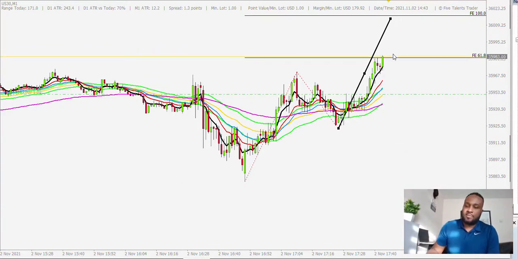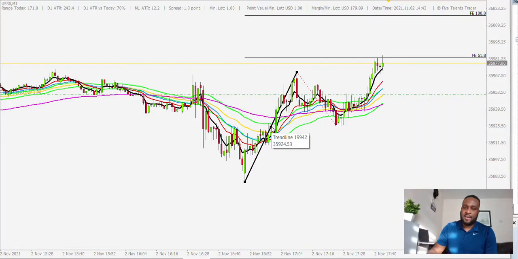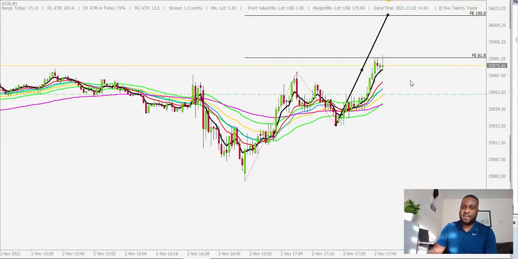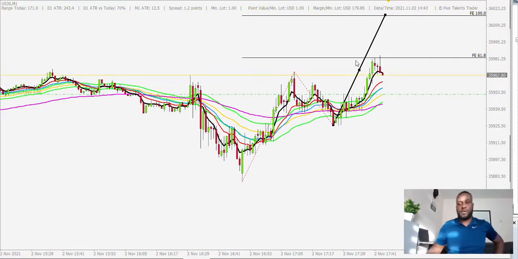So how have I used the ABCD pattern? It's usually said AB equal to CD. So if this is my AB, then BC, then CD will be somewhere around here, and you can see that I'm looking to get to this point to get a 100% move of this leg. So whether that will happen, we will see.